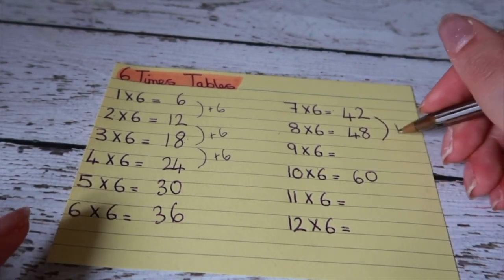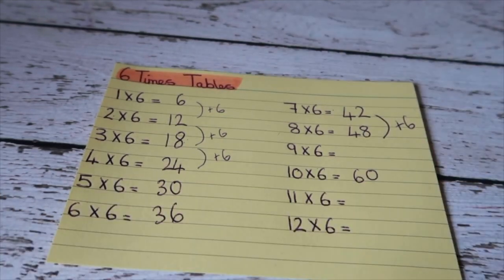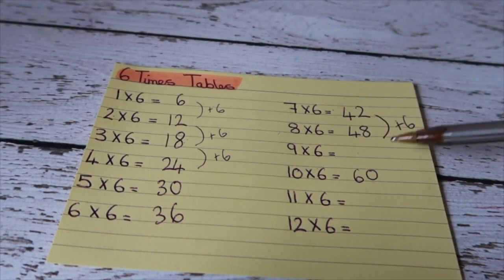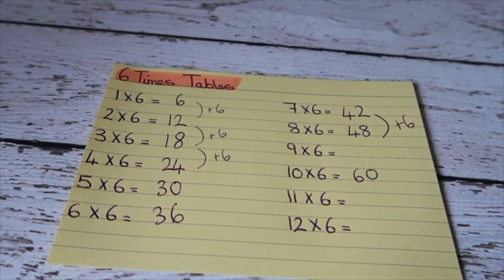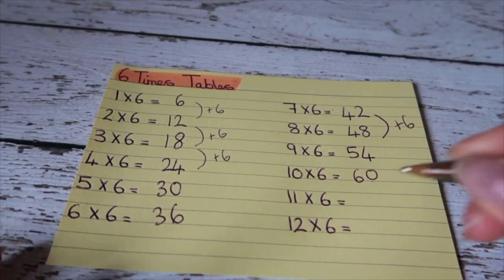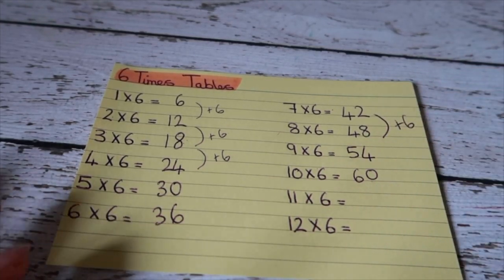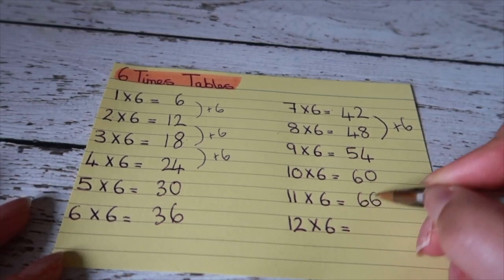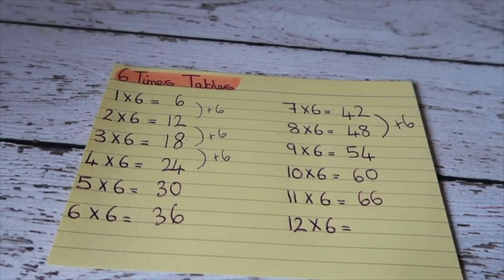And we can check that just because we've got 8 times 6. If you add 6 to 42, we do get 48. And that means we can find the next one each time. So 9 times 6, I could do 60 take away 6, or 48 add 6. And then 11 times 6 is equal to 66.